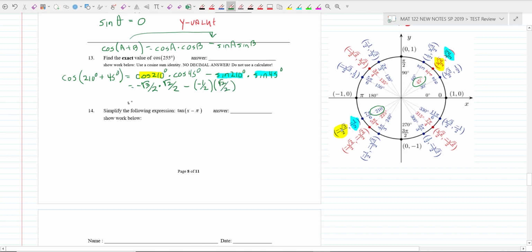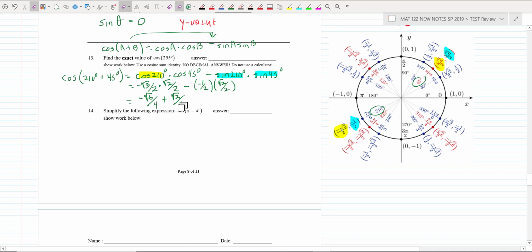Be careful with your signs and everything. And then you multiply straight across. When you have two radicals, both numbers under a radical, you can multiply that together and get negative square root of 6 over 4. Over here, notice you're going to have a negative negative, so you're subtracting a negative. That's adding. Multiply that straight across, you're going to get that. Whoop, not that.